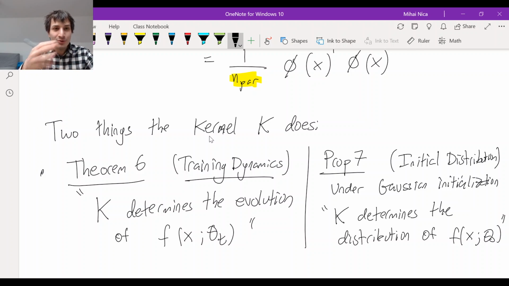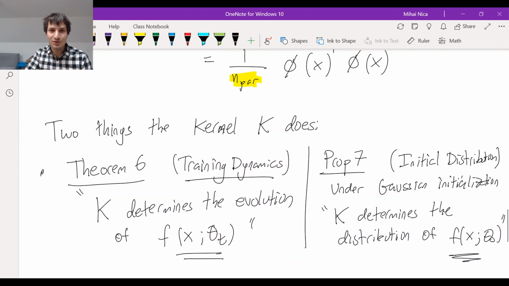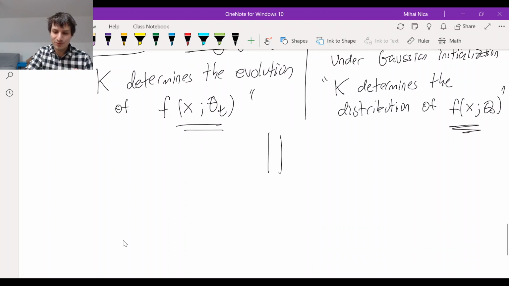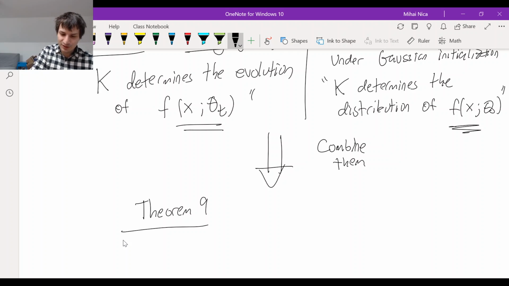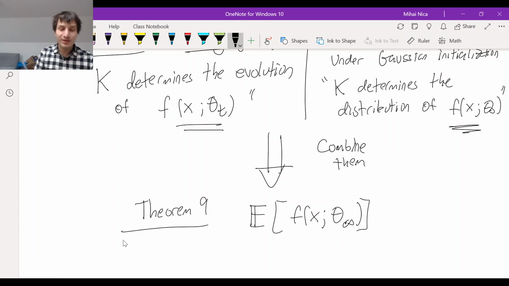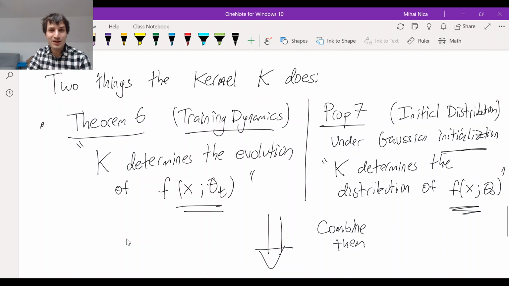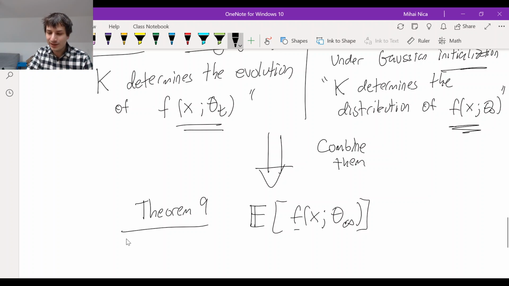So K does two things. It tells you how the thing is evolving, exactly how things behave in time, and it tells you what happens initially. If you combine these two things, Theorem 6 and Proposition 7, you know how things are changing and how they started, so you know everything. For example, and this is in Theorem 9, you get that the expected value of f of x theta infinity... if you want to know what happens on average, there's some randomness in the model because the weights will be initialized randomly. But on average, what will happen to any training point will depend only on K.